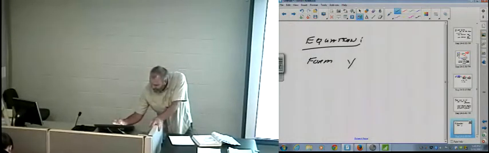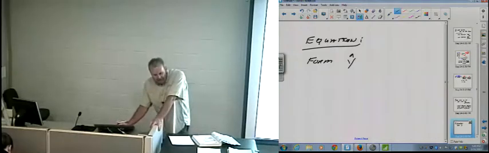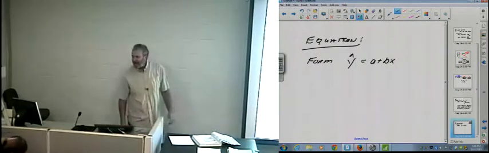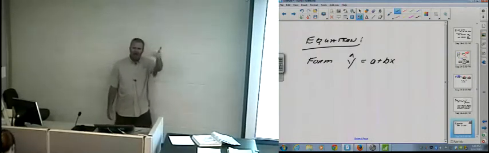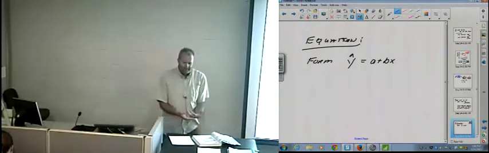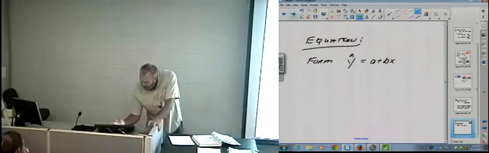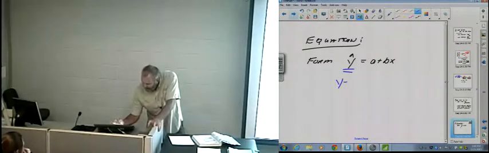It's Y hat equals A plus BX. I'm not changing what I wrote on Tuesday. Remember I told you the line was A plus BX? That was when we talked about straight lines in general. The different part is, you see this right here? That's read as Y hat.